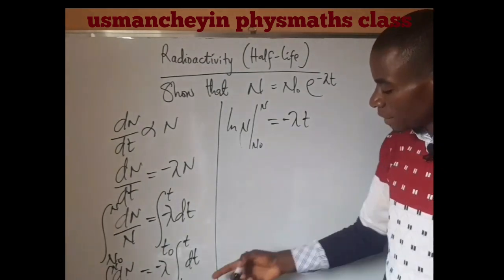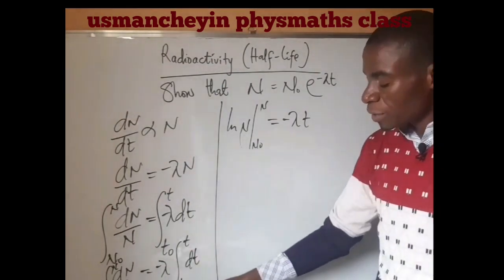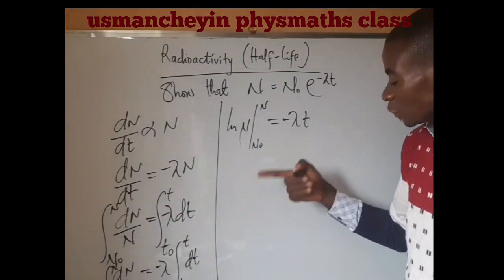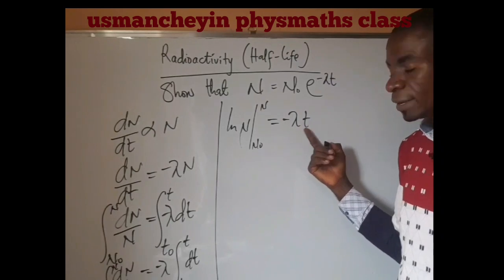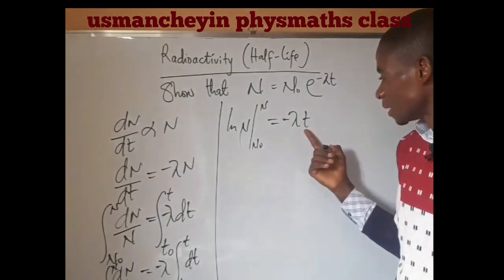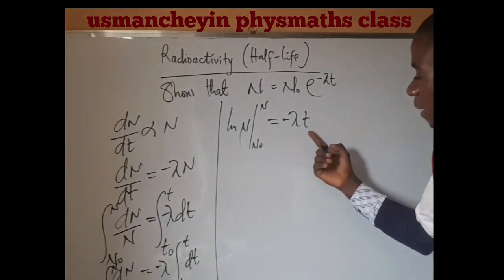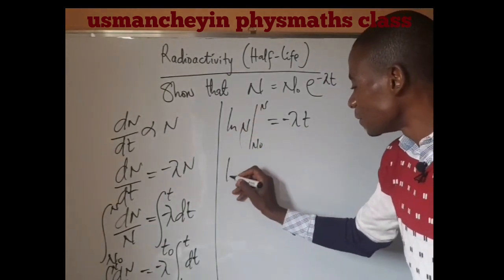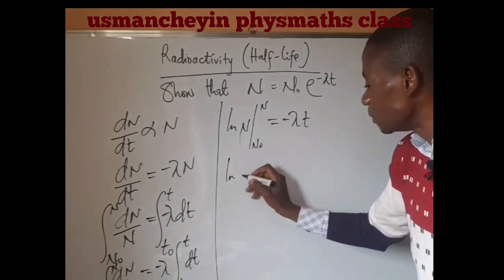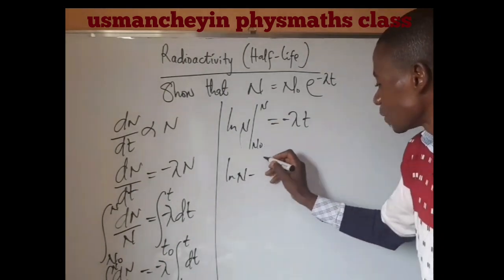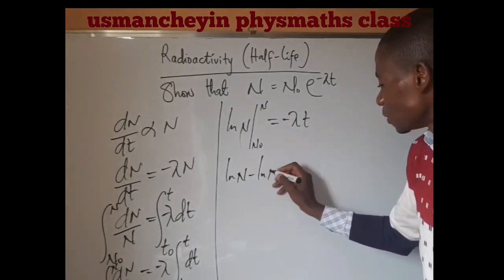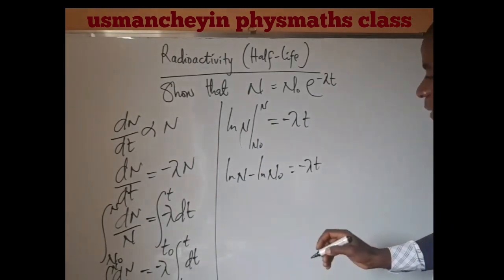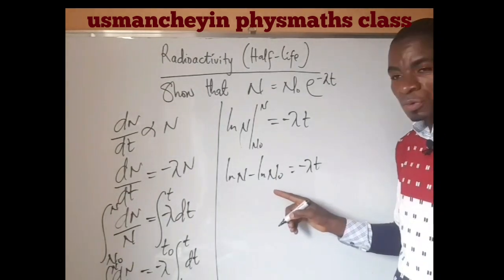Now why am I not writing a limit here? Because we know that t naught is equal to 0, so if you substitute, you are going to have t alone. That is why I am writing it straight, t. So I will substitute the limits: we have ln of the upper limit, which is N, minus ln of the lower limit, which is N naught, equals negative lambda t.